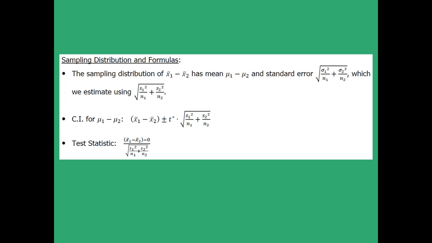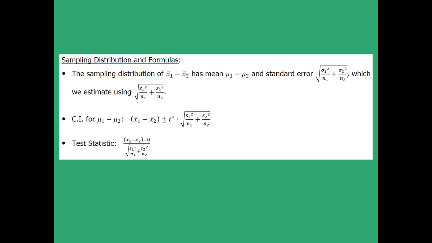The sampling distribution of x1 bar minus x2 bar would have a mean of mu1 minus mu2, standard error of that root, which we could estimate using s's instead of sigmas. The confidence interval is still the same general format as before: point estimate plus or minus critical value times the standard error. Here the point estimate is a difference of sample means. The critical value comes from a t-distribution, since this has to do with means rather than proportions, and then the standard error is that root.